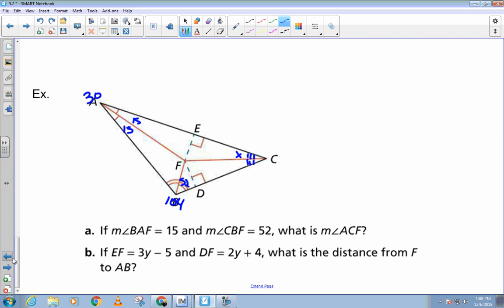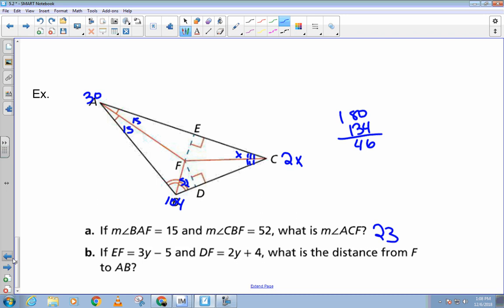What's this big angle here going to be? 104, right? And this one you can make 2x. Or go ahead and just add these two together, which is 134, and subtract from 180. Is that 46? Did I do my math right? So that means that this angle that I'm looking for is 23.